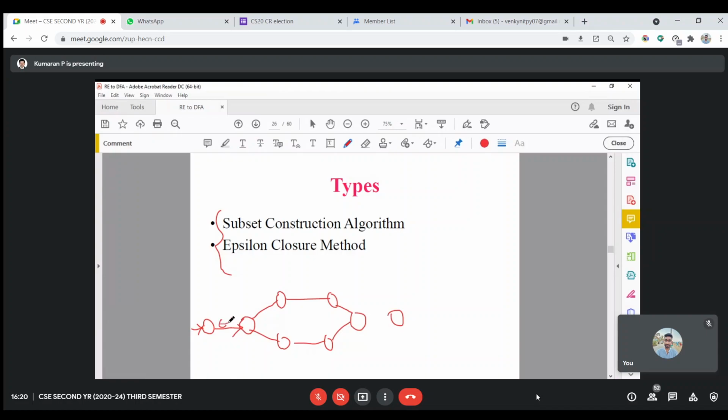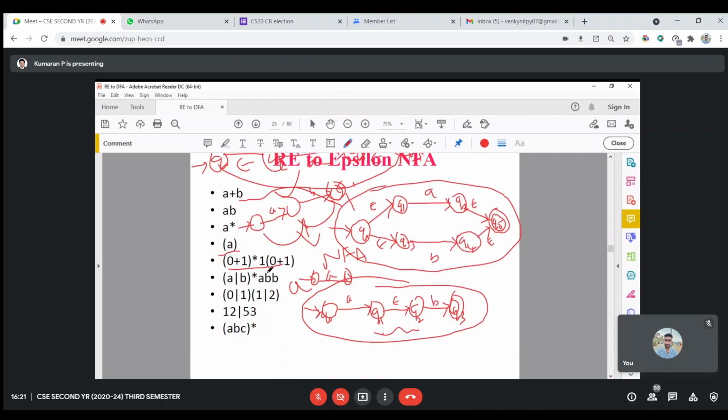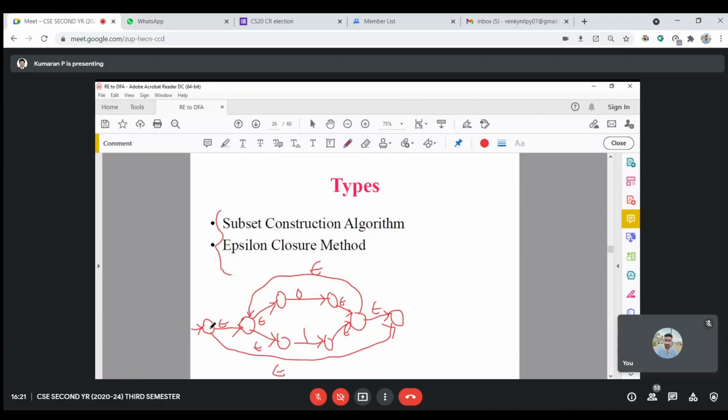Reading epsilon, I can go to this state directly. And after reading epsilon, I have two options: one is a 0, another one is a 1. After reading 0 or 1, I will go to this state, or sometimes this 0 or 1 gets repeated because of the star. So now you can see Q naught, Q1, Q2, Q3, Q4, Q5, Q6, Q7.